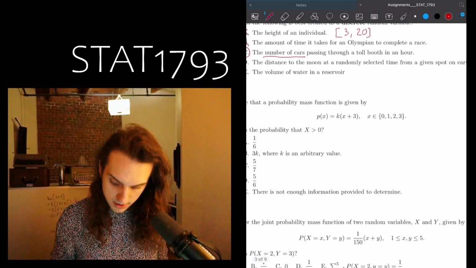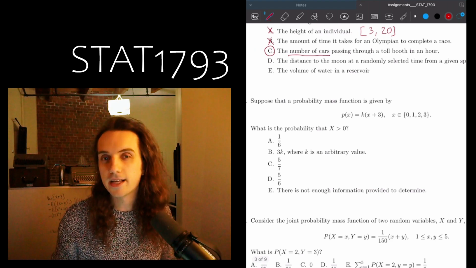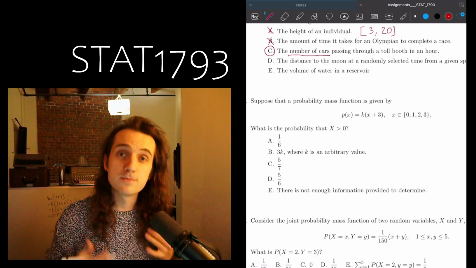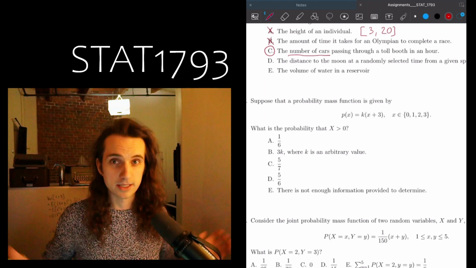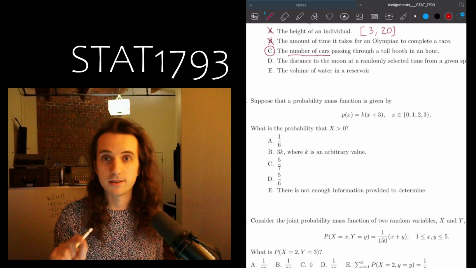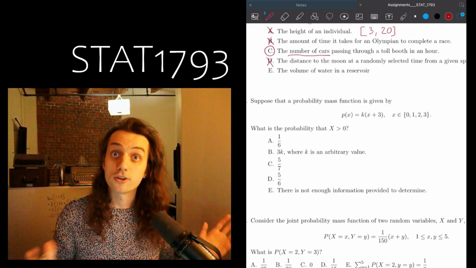The distance to the moon at a randomly selected time from a given spot on the Earth. Distance is basically height, right? In fact, here it sort of is more obvious why we're going to be thinking about this as a continuous quantity, because we're dealing with sort of far larger numbers, and if we're measuring it in small units, it's going to be even sort of a larger range of values.